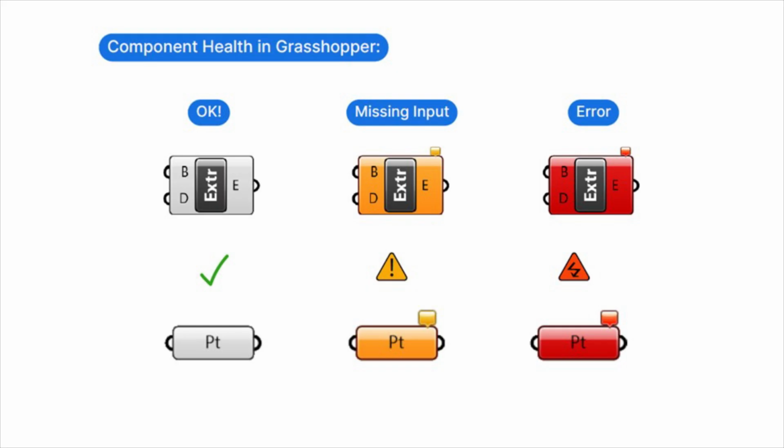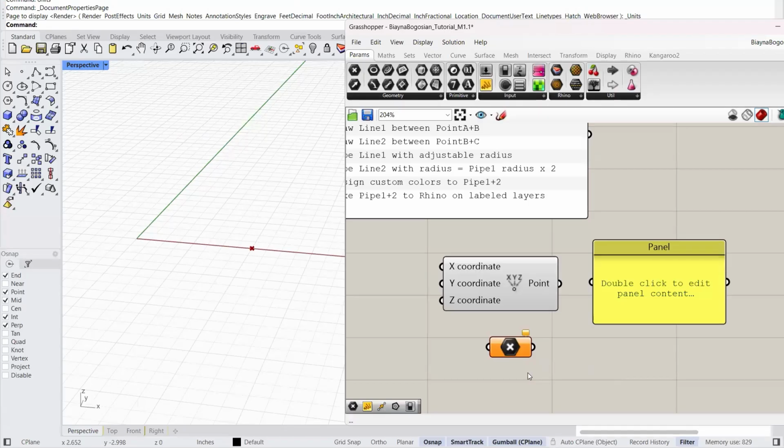Then there's the third option, which is components that are red. And red usually is not good news. What that means is that it either does not have the right type of geometry or data, or we're doing something wrong with the way that geometry or data is structured. So whether we're working with orange components or red components, there's some troubleshooting that's involved. So let's go back to our canvas.